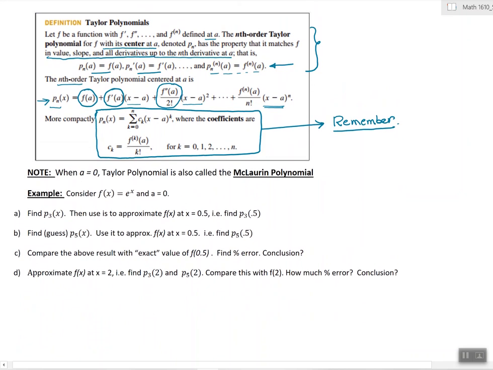Now, if a is 0, if the center is 0, then a Taylor polynomial is also called a Maclaurin polynomial. So there was another mathematician who had found a similar result, but for a equals 0.